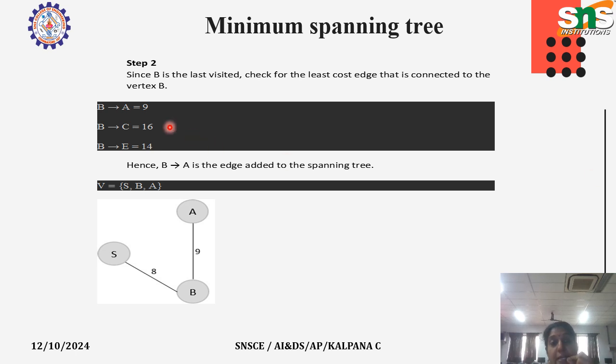Next, B is the last visited. With B, I have to consider what are the adjacent vertices of B. So now B with A is connected, C is connected, E is connected. Among these three, the minimum cost is B to A, 9. So I am just adding A with B. Hence B to A is the edge added to the minimum spanning tree.